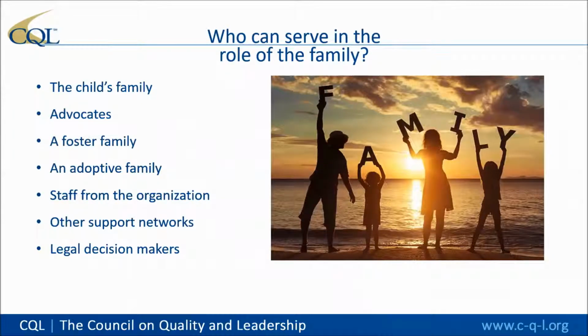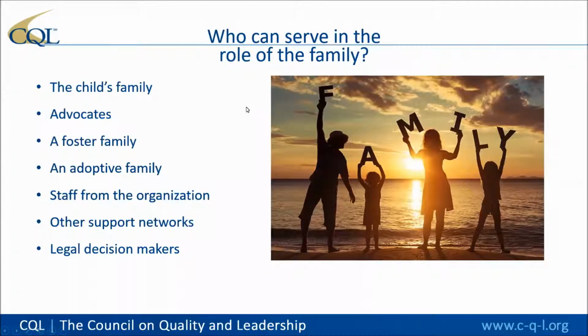So we want to look at who can serve in the role as a family, and this is often confusing for care providers and people who work with young children and young people. Not all young people have natural families that are willing or able to provide them with the support, care, and relationships that they might need. The special situations in which a child or young person has been removed from their natural family, we'll talk about later with regard to court interventions and so on.